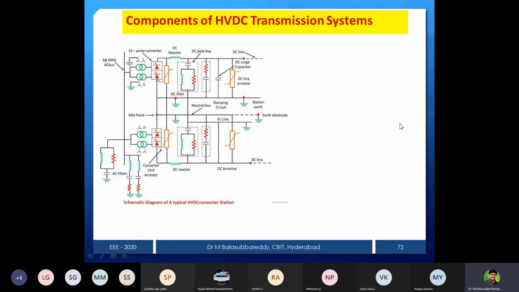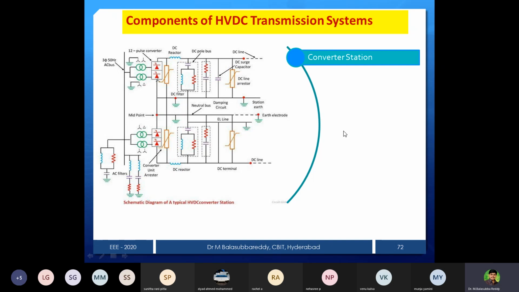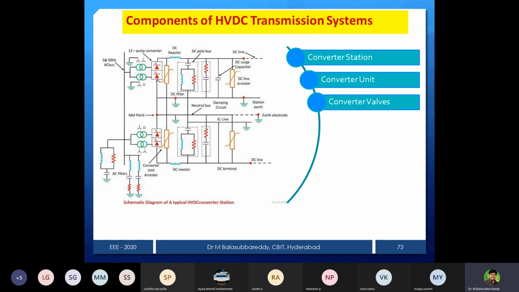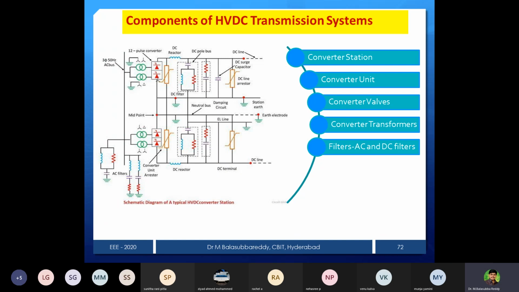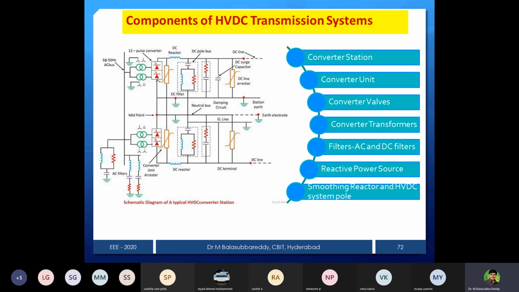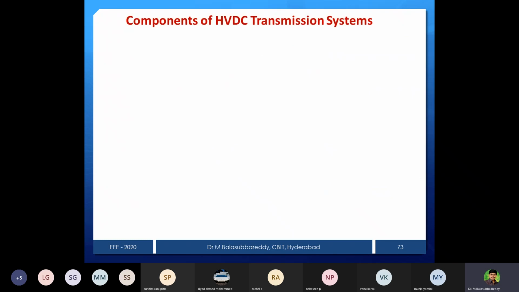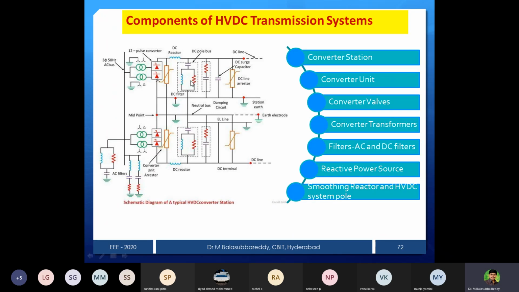I already explained some of these components. The rest we'll see and then go to the next topic: converter stations, converter unit, converter valves, converter transformers, AC and DC filters, reactive power sources, smoothing reactor, and HVDC system poles. These are some of the topics.